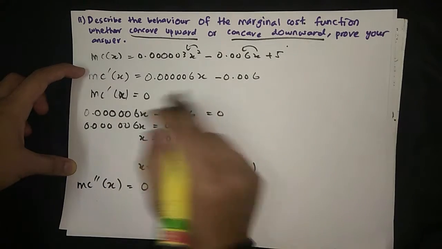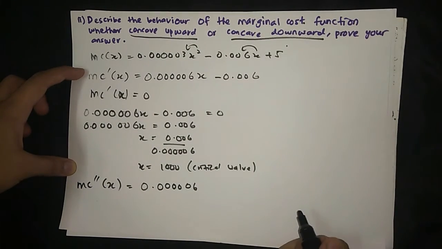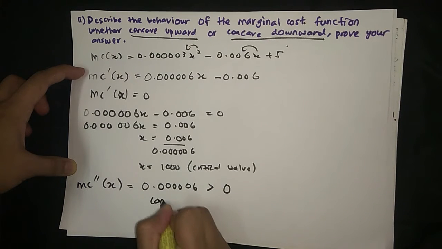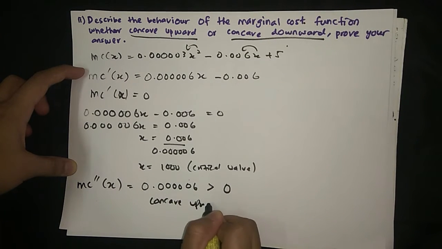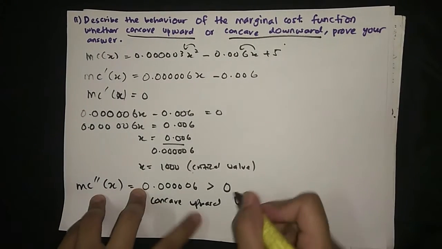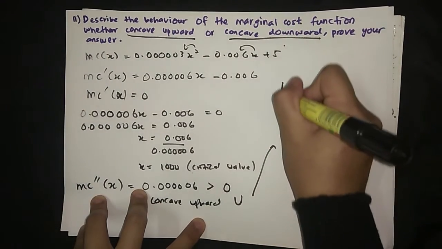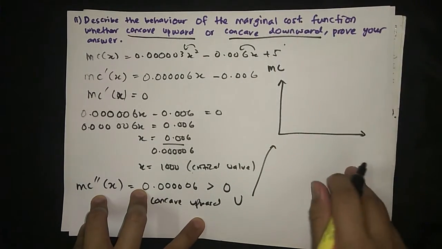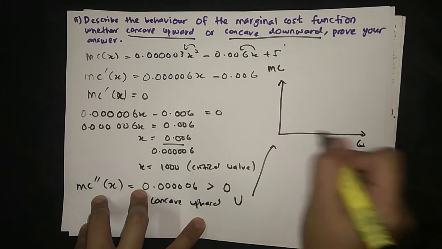So this number is greater than 0, so it's clear that it's concave upward. We have to describe using the diagram. So here, I draw the graph. This one is the MC graph, and this one is quantity.